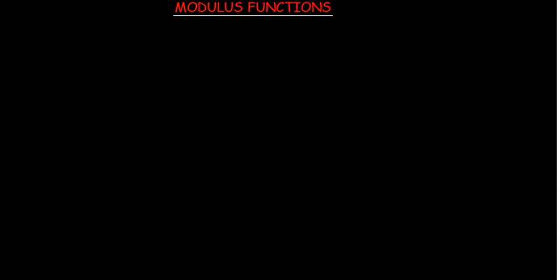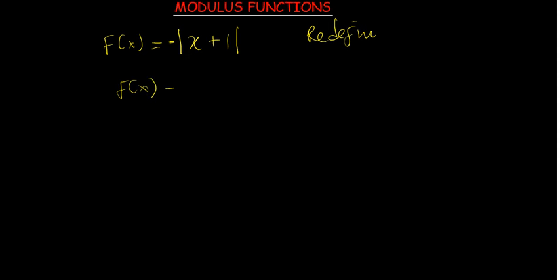So in case they've told us to sketch, they give us f of x is equal to, let's say, the absolute value, let's put a negative in front, the absolute value of x plus 1. How do we sketch this graph? Now, we want to redefine our function. So this also means that our function f of x is equal to, okay. So remember we've got a negative which is there.